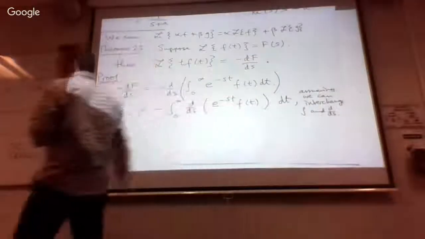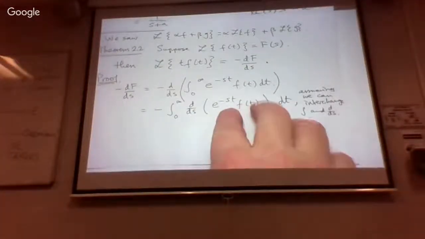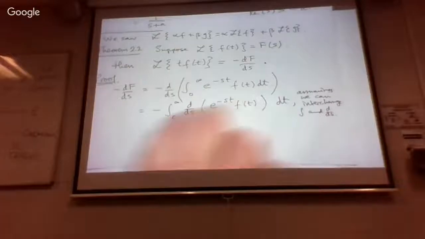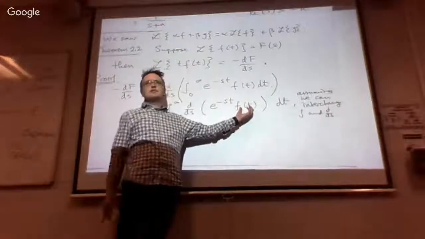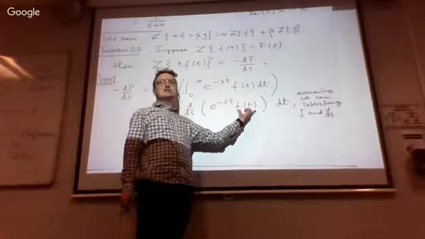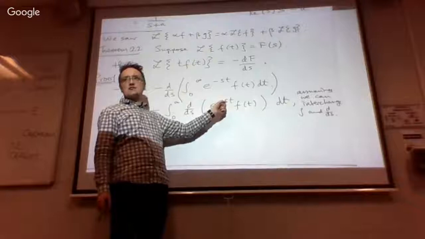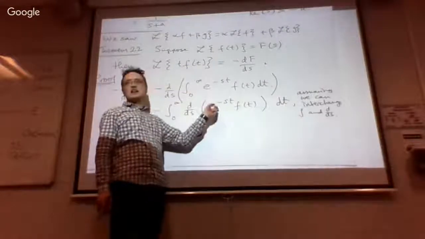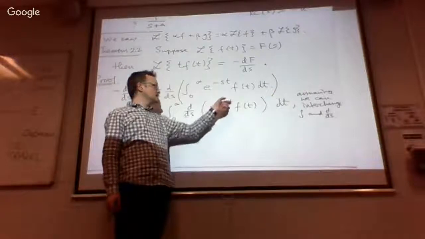So we can actually carry that out because we're differentiating with respect to s, so we treat the other variable t as if it were just a constant. So the fact that this is a function of t here doesn't complicate it for us. It's just some constant multiplied by e to some constant times s. We can certainly differentiate an exponential with respect to s. Okay? Just e to some multiple of s.